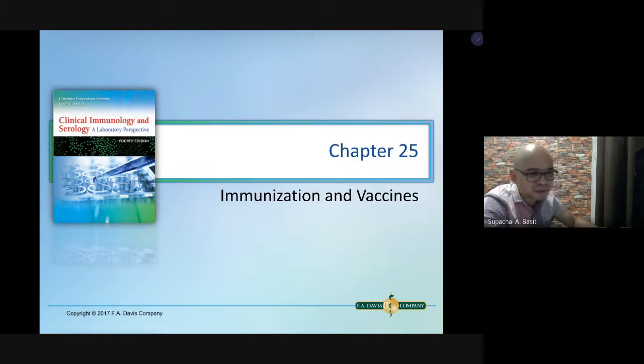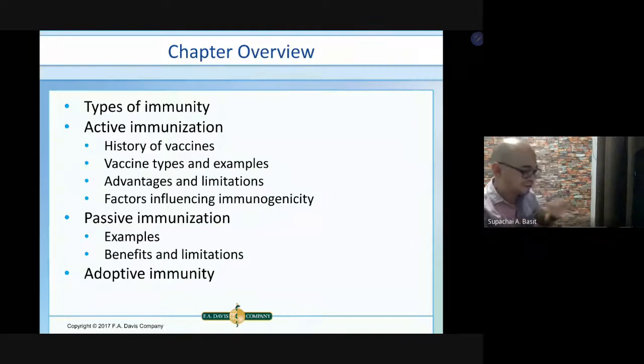For today, we'll have another equally important topic, and that is about immunization and vaccines. You might be wondering why we jumped immediately to chapter 25. It's because immunization and vaccines are an application of the immune response. We have already discussed antigens and antibodies, and it is about time that we discuss one of the most important applications of the immune response: immunizations and vaccines.